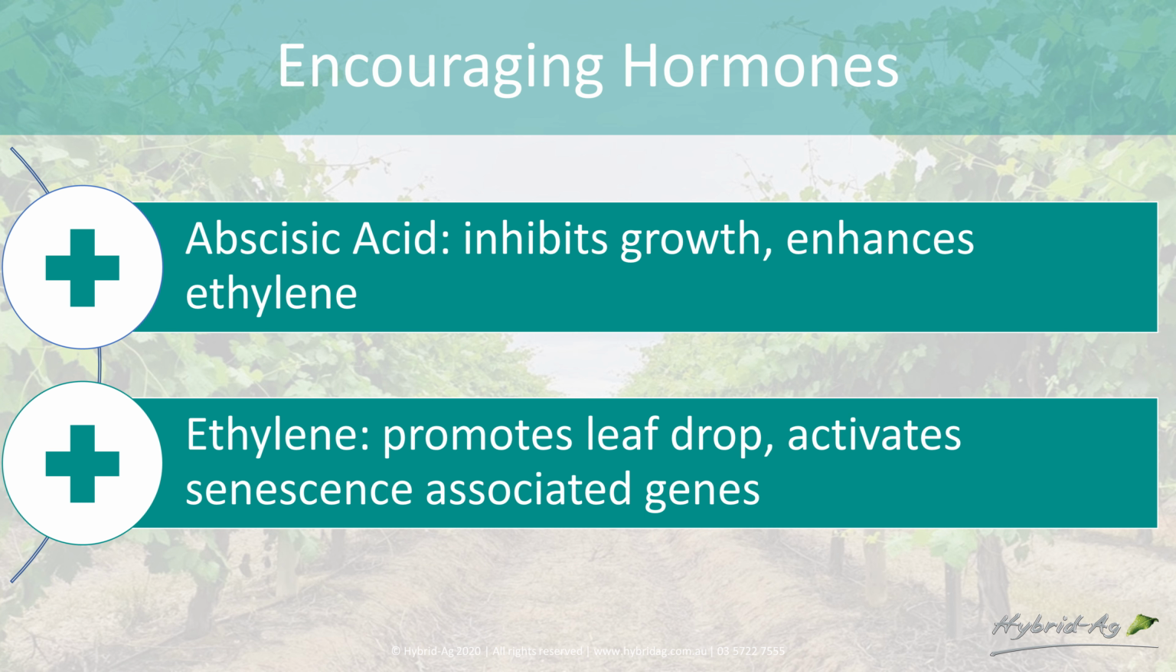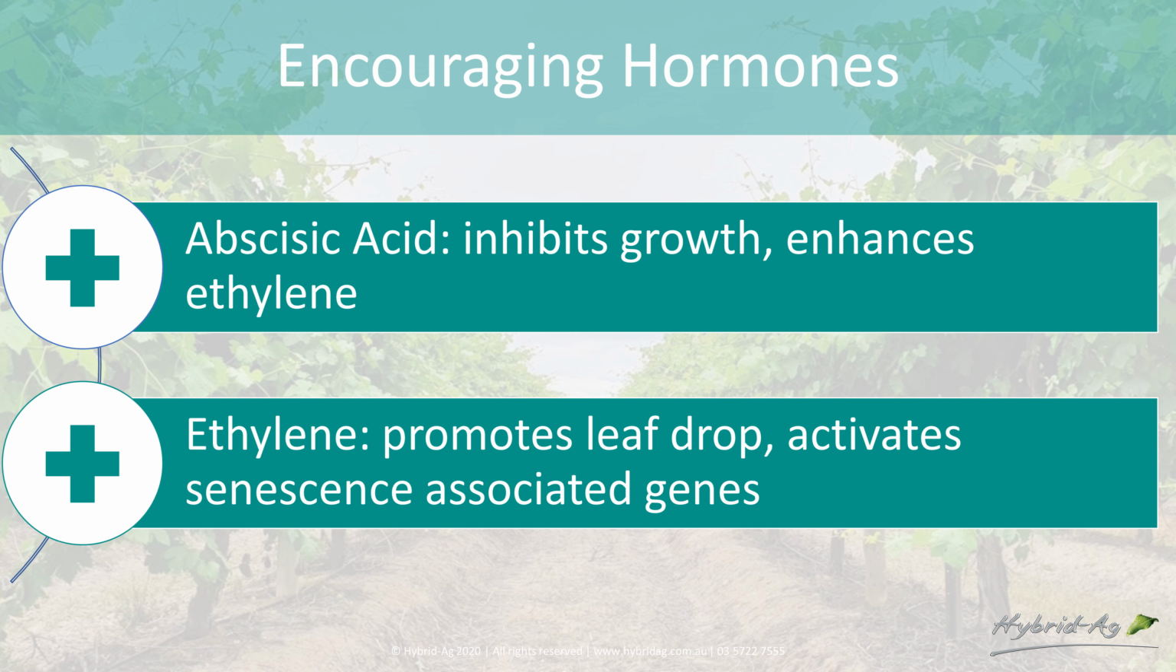So during senescence, often a reduction of light level can also stress the plant, resulting in increased abscisic acid production. This will also inhibit shoot growth and has been shown to enhance the effect of ethylene on actual leaf drop. So we'll talk about ethylene now.